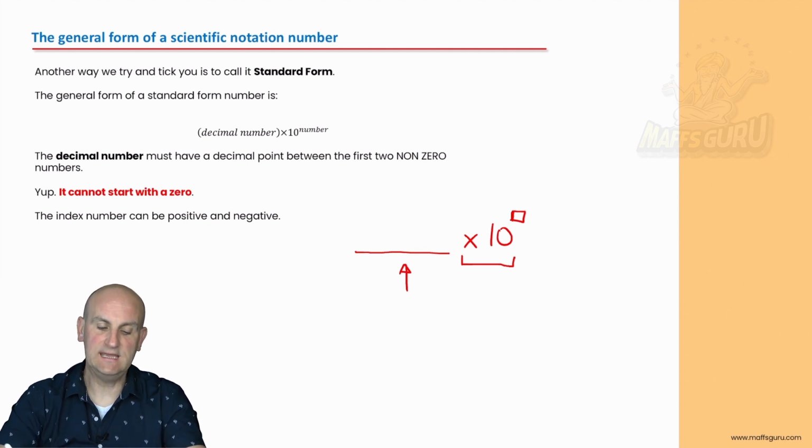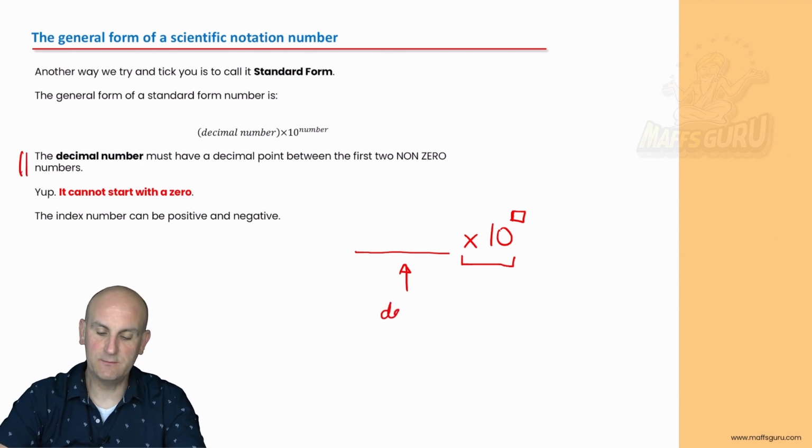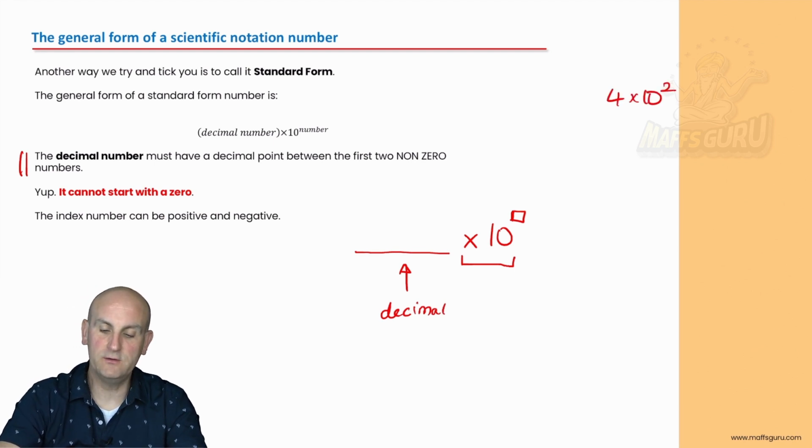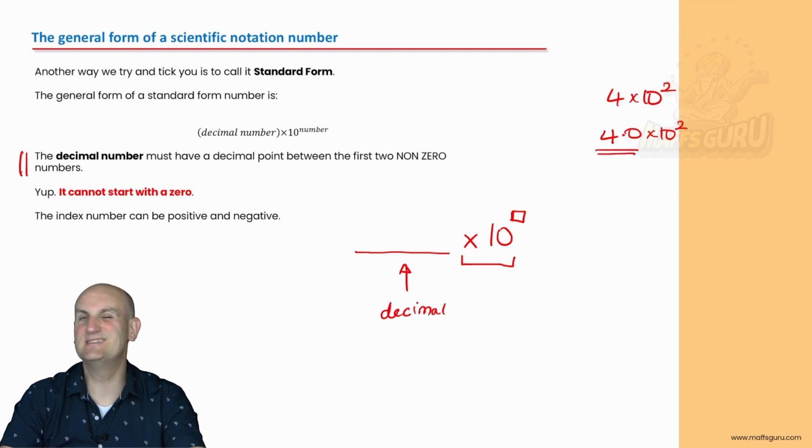Now, what I say here is so very important. This decimal number, and you're going to turn around and say, but hold on, that last number wasn't decimal. Well, 4 times 10 to the floaty 2 is exactly the same as 4.0 times 10 to the floaty 2. Realistically speaking, that is a decimal number, but we just don't put the 0.0.